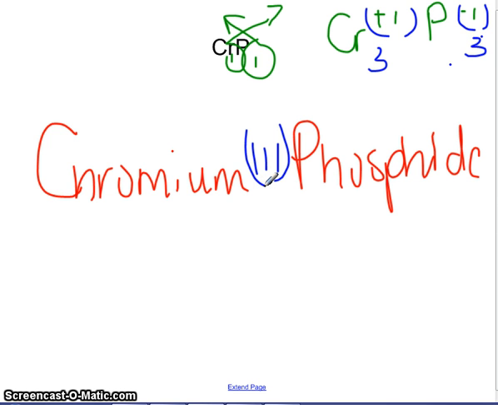And that is how you do the transition metals. Work on your assignment, turn it in even if you do not finish.